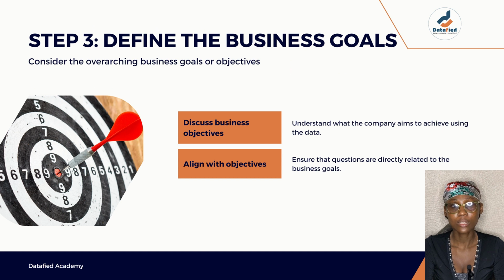So every business has a goal. Every business has what they want to achieve with their data. So businesses are collecting data and they have in mind what they want to achieve with this data. So what you need to do as data analyst, first of all, is to understand what the company aims to achieve using the data. And when you get that understanding, you go ahead to ensure that the questions that you're coming up with should be related and aligned to the business goal.